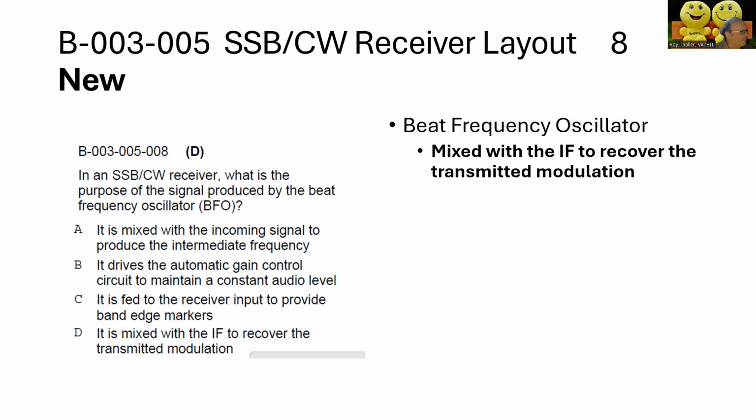A new question. In a single sideband CW receiver, what is the purpose of the signal produced by the beat frequency oscillator, BFO? So the BFO is mixed with the IF to recover the transmitted modulation.